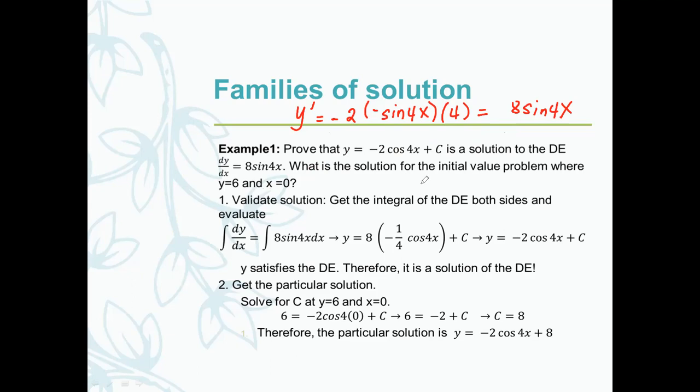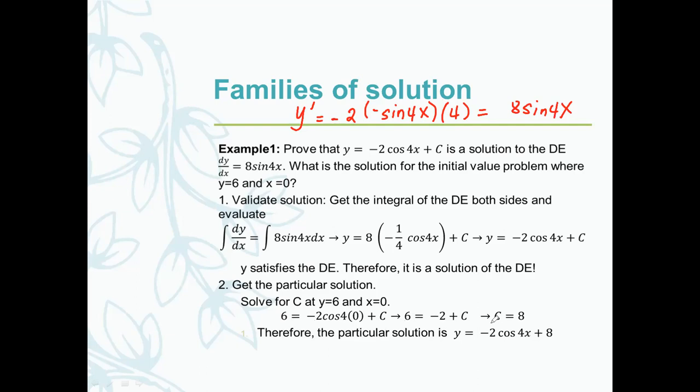In this particular general or complete solution, I will substitute x equal to 0 and y equal to 6 and see what would be the value of the c. So you could see it here in number 2. If you substitute, you'll have a 6 here. We'll have negative 2 cosine of 4 times 0 plus c. So this negative 2 is to be added to 6. It will give you a c, which is equal to 8.